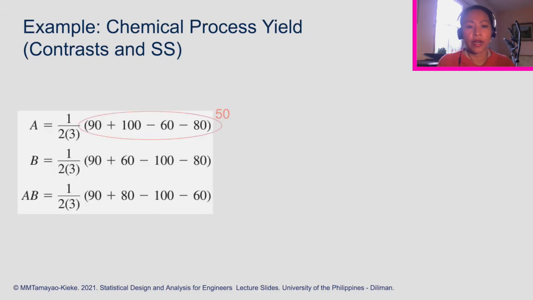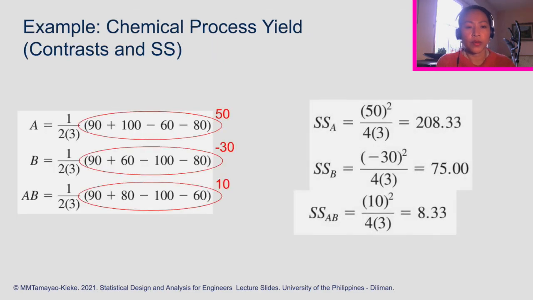4n. All right. So in the case of factor A, you have 50 squared divided by 4 times n. N is the number of replicates, which is 3 in this example. And we get 208.33. And then for B, you have -30 squared divided by 4 times 3 again. We get 75 and so on.